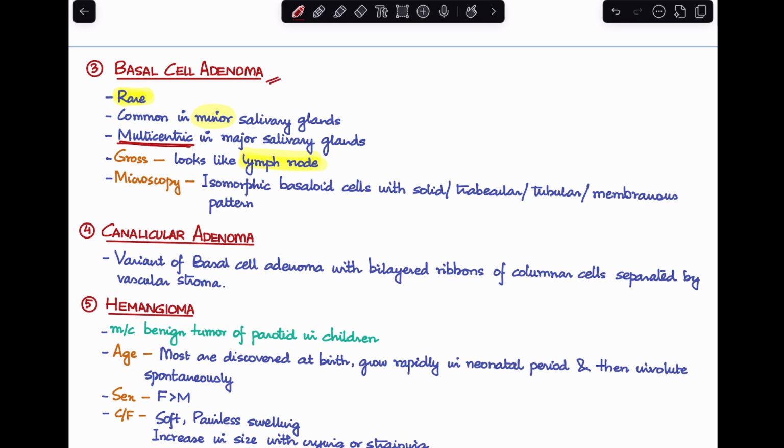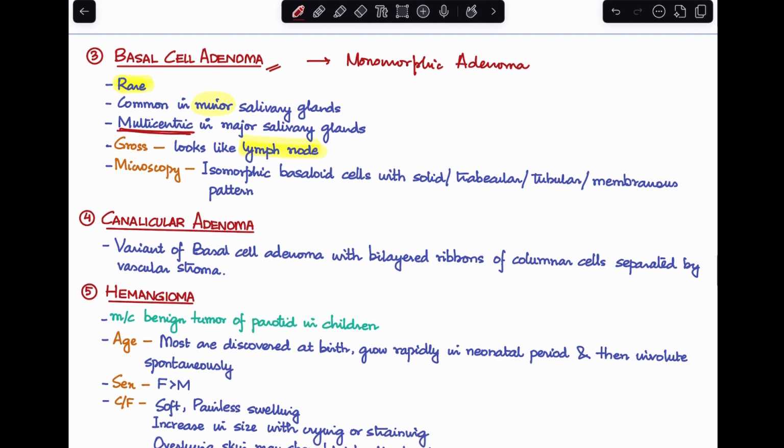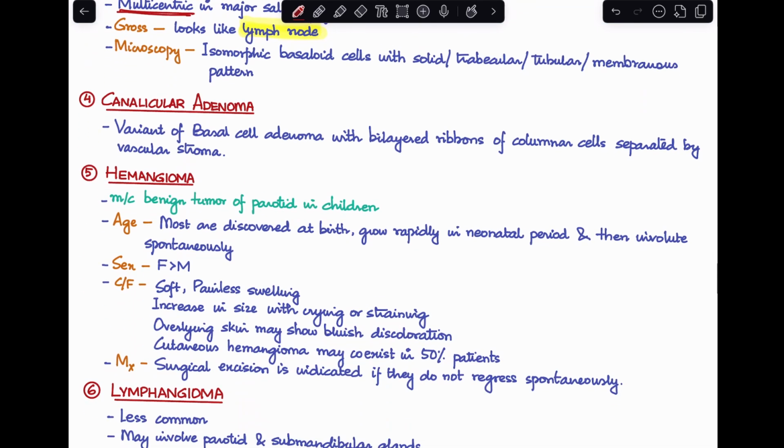Now it has been considered to be under monomorphic adenomas. Classification has changed under this. Next is canalicular adenoma. Now, canalicular adenoma is a variant of basal cell adenoma, which is differentiated from it by bilayered ribbons of columnar cells separated by vascular stroma. So, that's about canalicular adenoma.